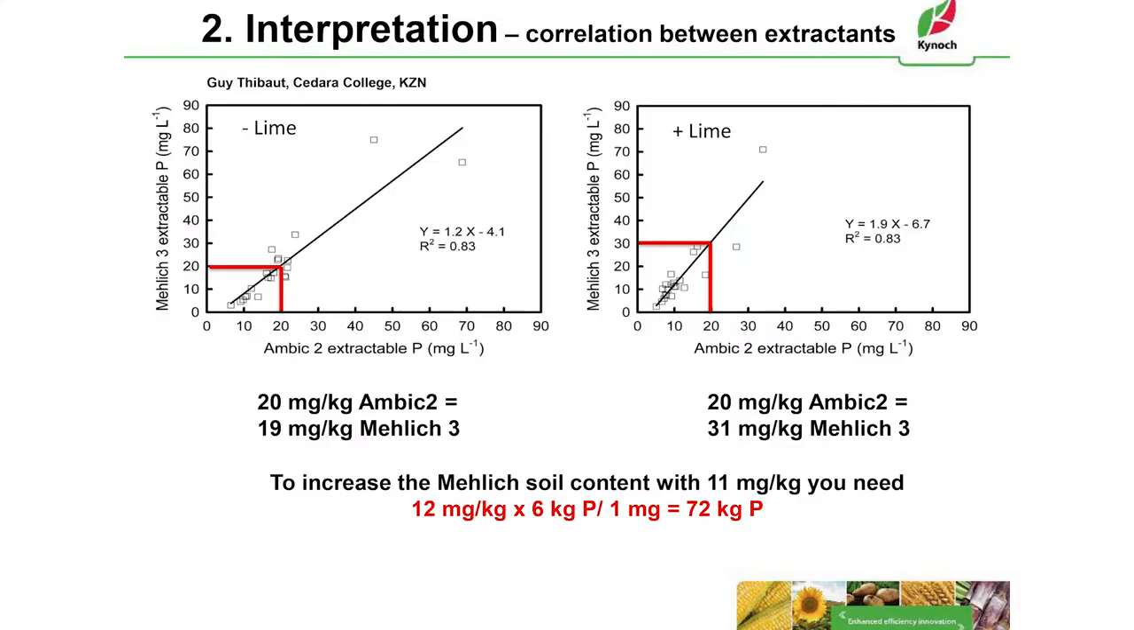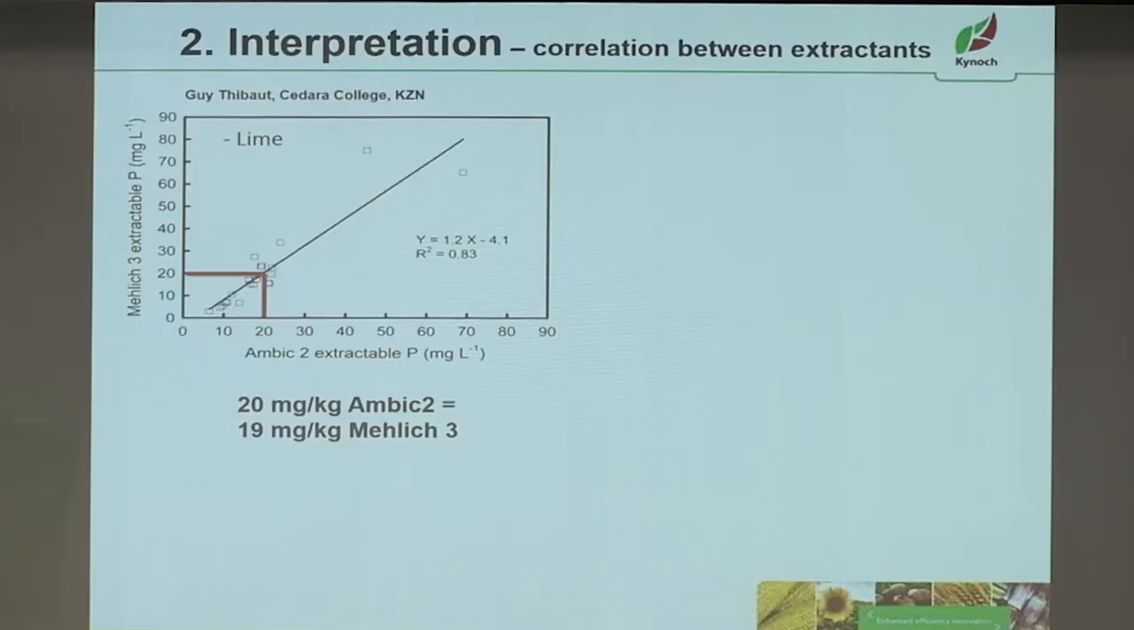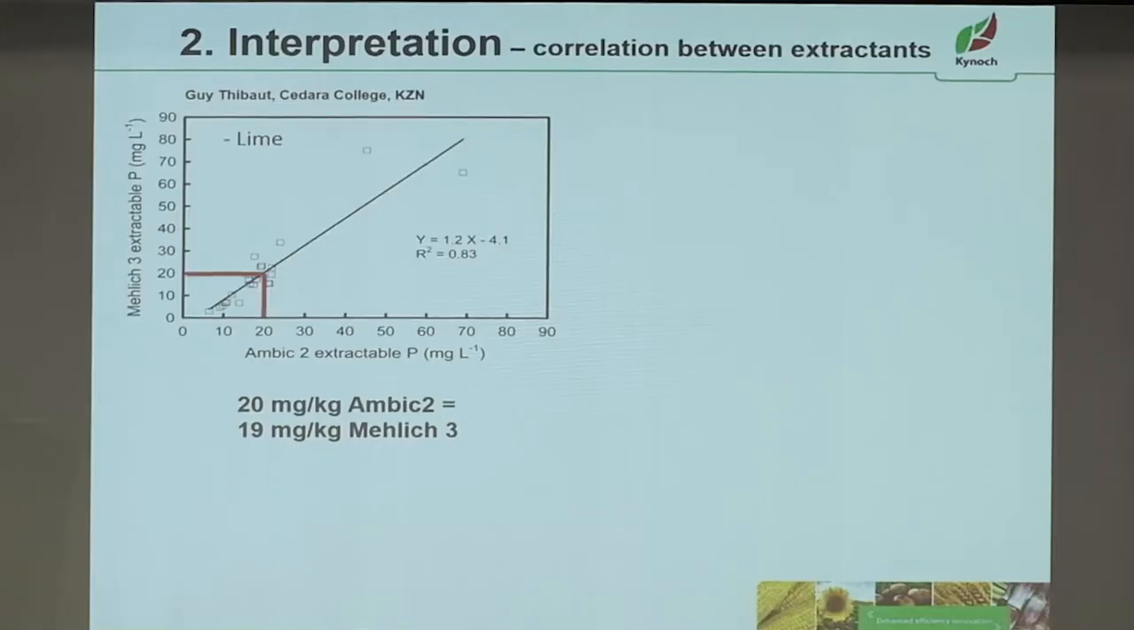Let's say, for interpretation, and I just want to thank Guy Thibault from Cedara College, he gave me these graphs. If you take, for example, the relationship between Ambic 2 on the x-axis and then the Mehlich 3, where they applied no lime, there you'll see 20 Ambic will give you 19 Mehlich 3. More or less a one-to-one, similar to the results that Fossey showed us.